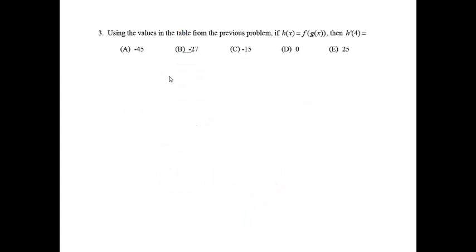Problem 3. Using the values in the table from the previous problem, if h of x equals f of g of x, then h prime of 4 equals. So same type of problem, but this time they changed up what h was. And I notice that I have parentheses, so I'm going to let what's inside of my parentheses be u. So this is going to be f of u.